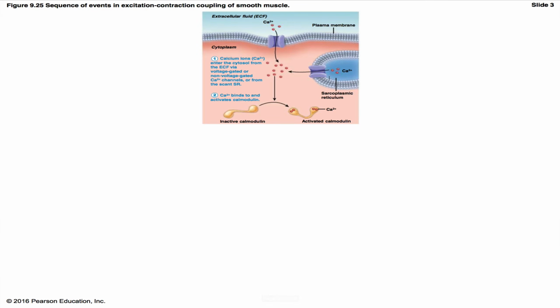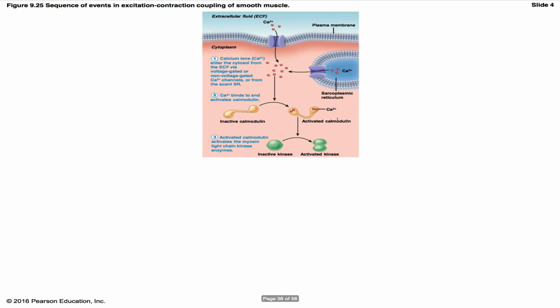Now, when the calcium enters the cell, the next thing that's going to happen is that it's going to bind itself to this protein, this calmodulin. Remember, in smooth muscle, there is no troponin. Instead, we have this protein called calmodulin. This inactive protein, when it gets attached with the calcium, becomes activated. So then we call this activated calmodulin.